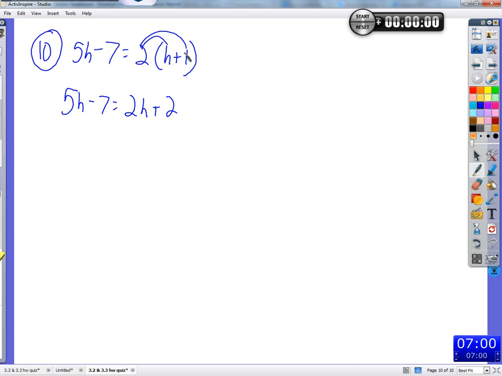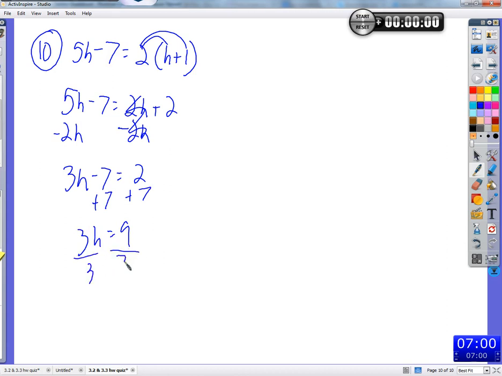Yes. Yes, Nathan? Subtract 2h from that side of the equal sign. Subtract 2h from 5h, and you get 3h. Uh-huh. Cancel that. 7 equals 2. Somebody else? Ashley? We got done, and we got h is 3.